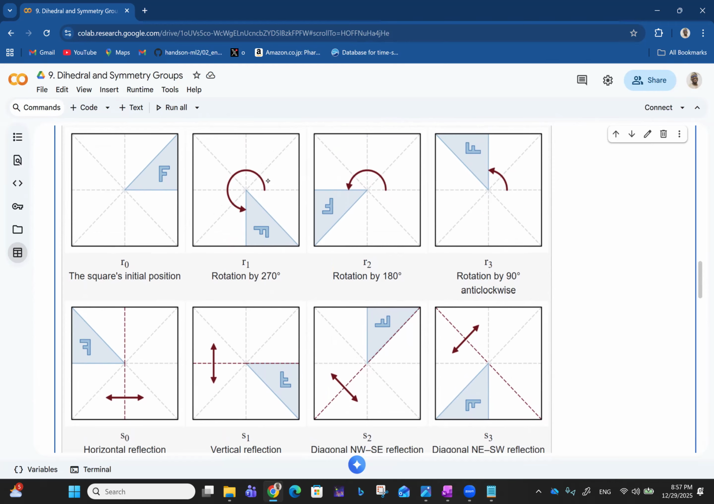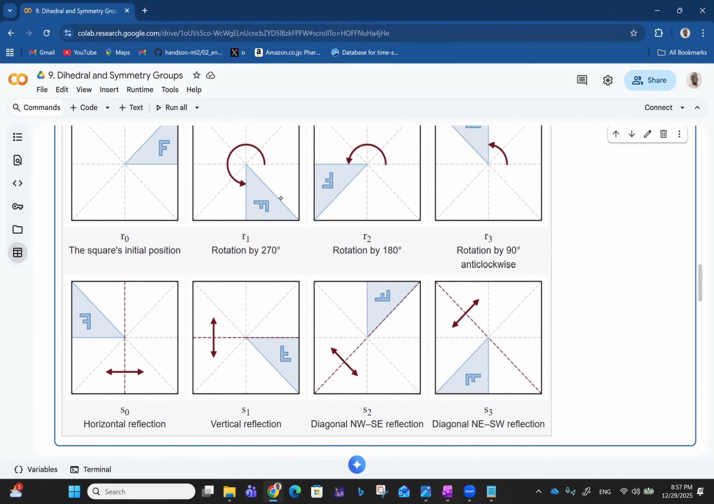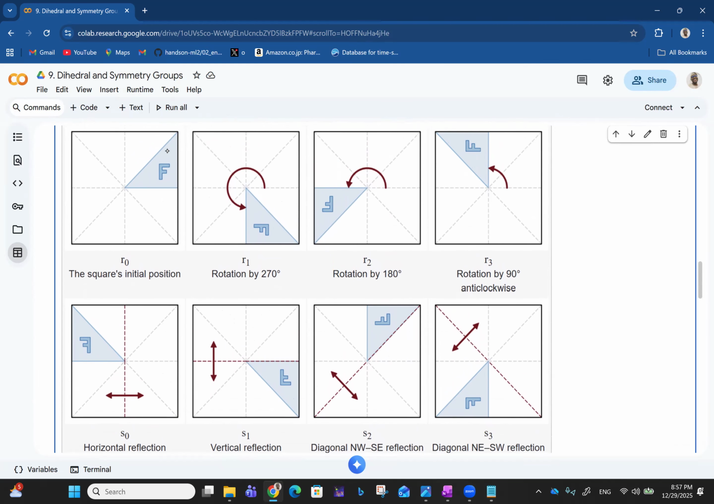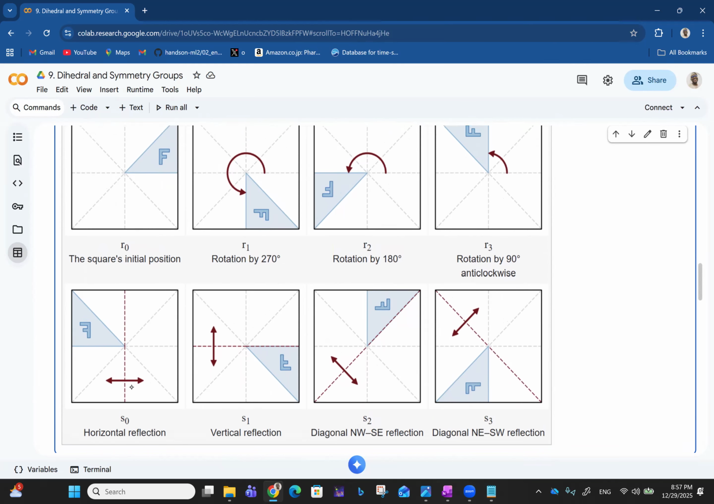And R raised to power 3 is 270 degrees. Now, with that taken care of, what about the reflections? So see the original position, right? So this original position now, if you reflect, you can reflect it about this line of symmetry. So horizontal reflection. If you reflect this horizontally, it will flip over here, but then the F will be facing the opposite side.